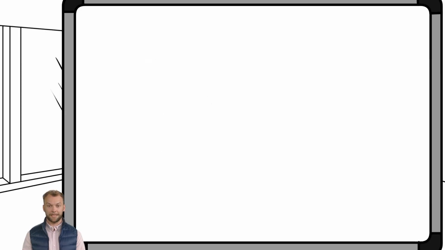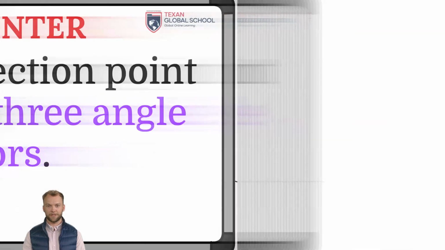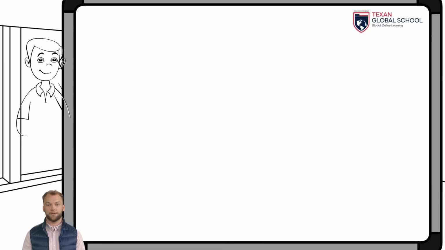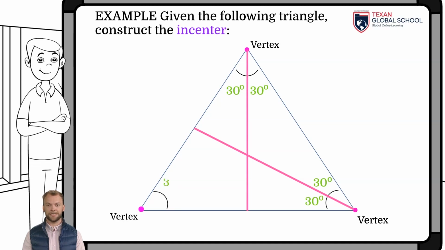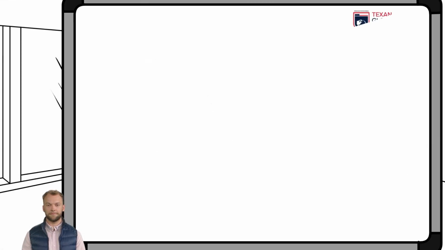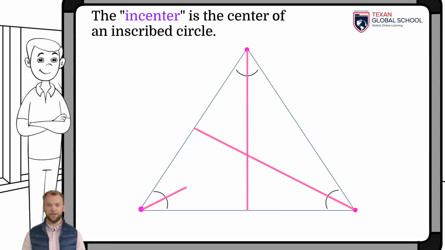On the other hand, the intersection of the three bisectors is the incenter. Using the first example, we will construct the three angle bisectors starting from each of the vertices of the triangle. We can see that the intersection of the three bisectors occurs at the point called the incenter. The incenter is the center of a circle inscribed in the triangle, as shown.